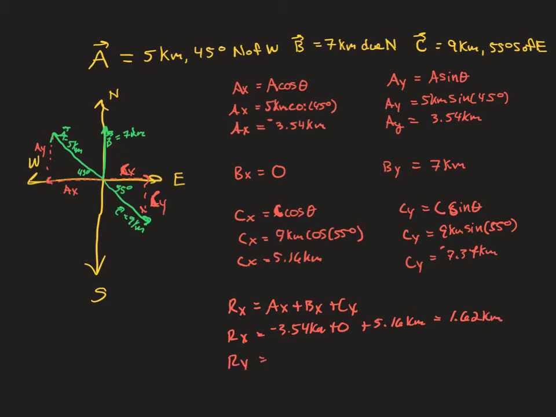And then for r of y, we're going to add together our y components. So a of y plus b of y plus c of y. So we're going to take 3.54 kilometers plus 7 kilometers plus a negative 7.37 kilometers. And this is going to equal 3.17 kilometers.